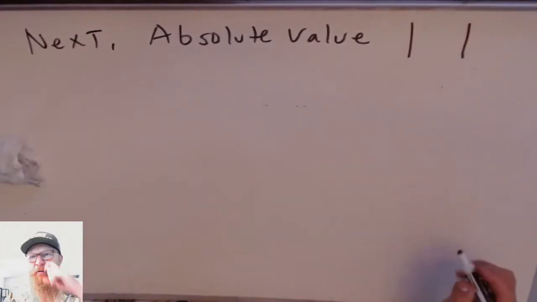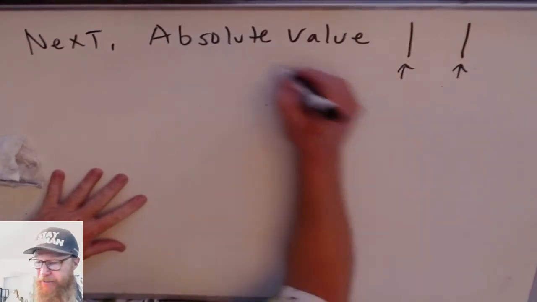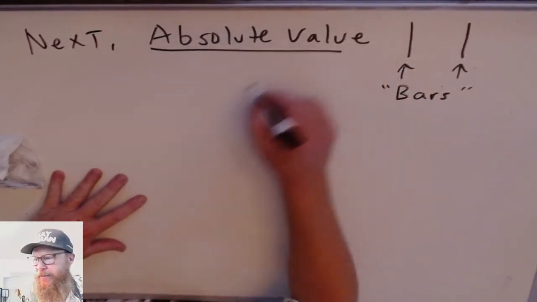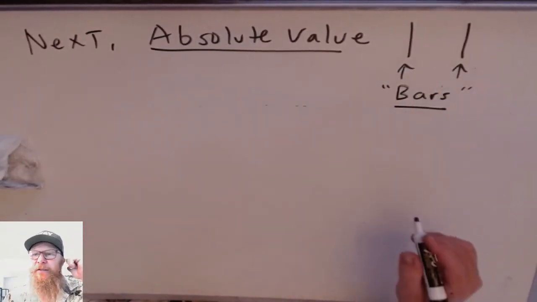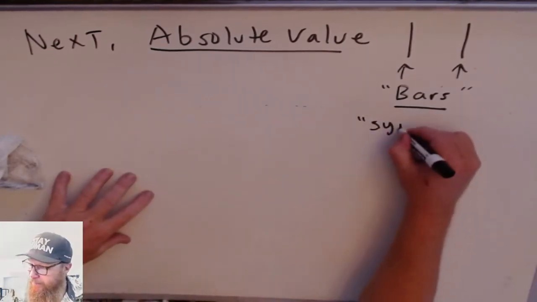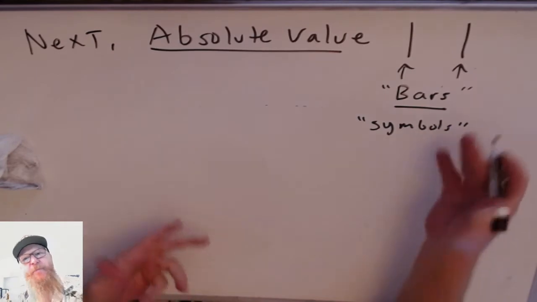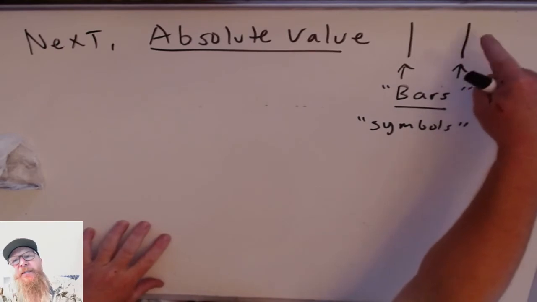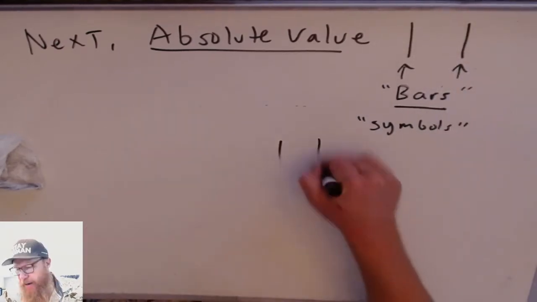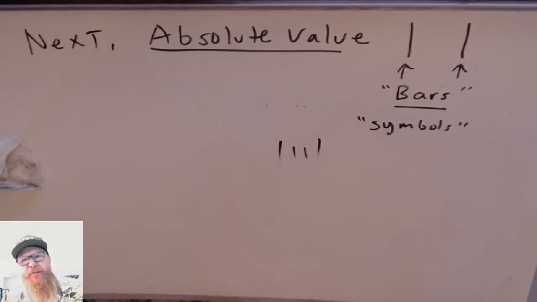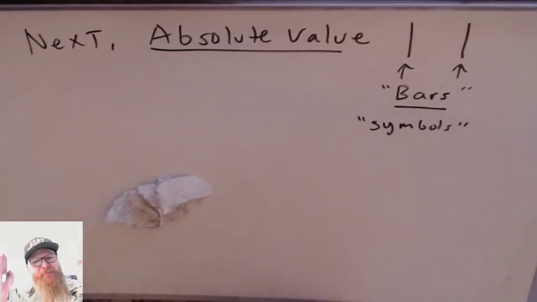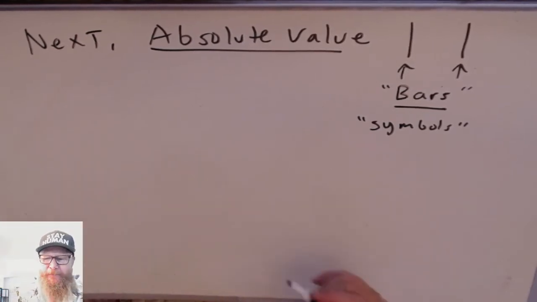Absolute value looks like a pair of vertical bars. We call these absolute value bars, or absolute value symbols. Most people just refer to them as bars. You've got to be careful that they don't look like ones. Some people just write their ones like that, and then you draw your absolute value like that, and it's very hard. Imagine if you're doing the absolute value of 11, it would look very confusing. So we try to make them look very stiff and tall, taller than the numbers around them, so they don't get confused with other numbers.